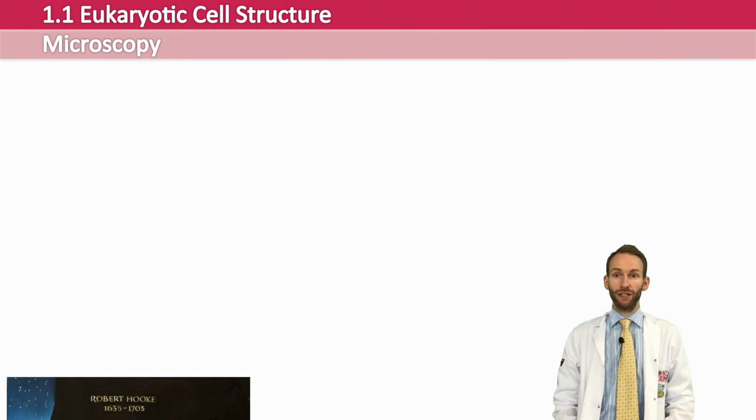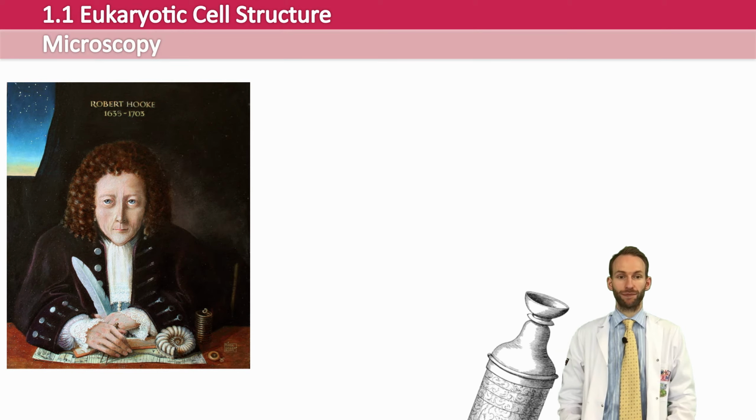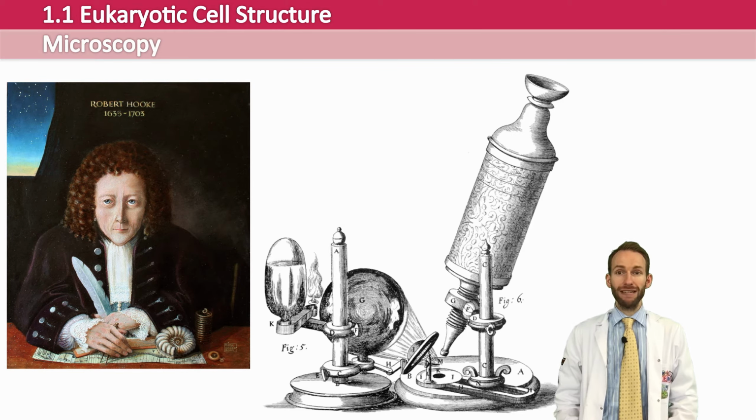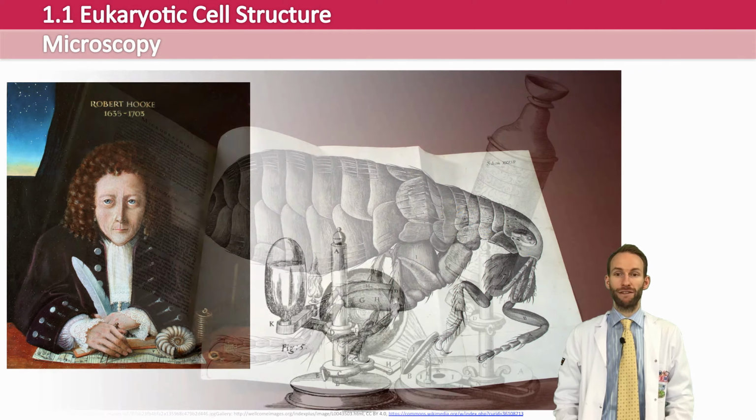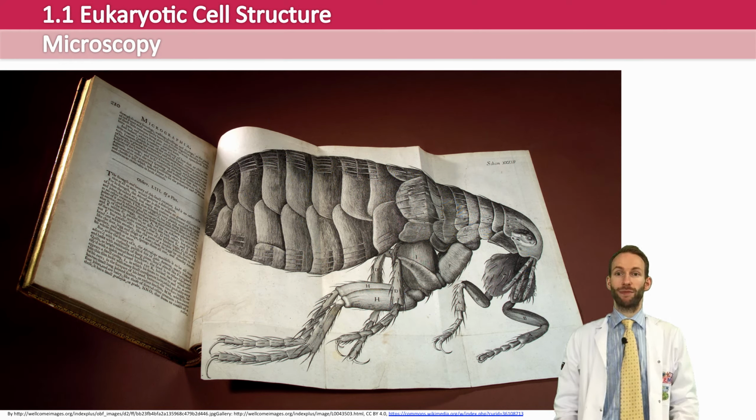So the man who invented the first microscope was called Robert Hooke, and the microscope looked like this. He looked at many different things down his microscope and he drew them in amazing detail. Here is a picture of a flea that he drew. Now one of the things he observed down his microscope was this.